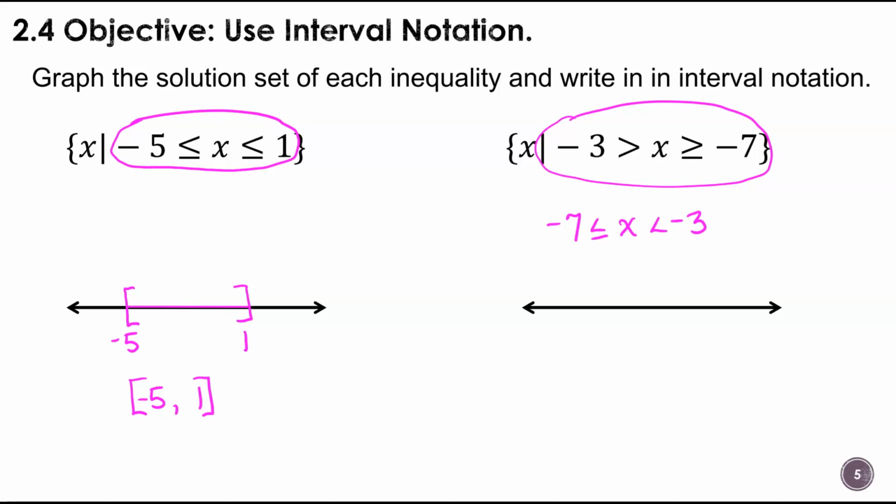What that really says is x is greater than or equal to negative 7 and x is less than negative 3. In this case, negative 7 is included, but negative 3 is not. And then of course we're going to draw here, and that's then graphed. My interval notation is going to be from negative 7 to negative 3, and then that's it.